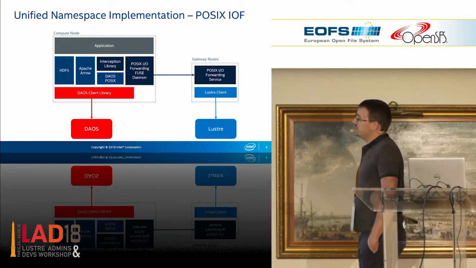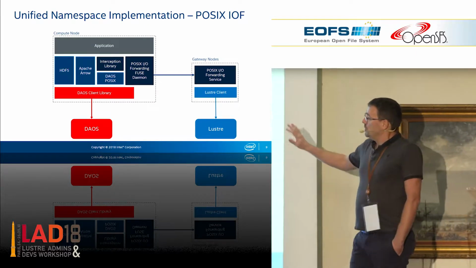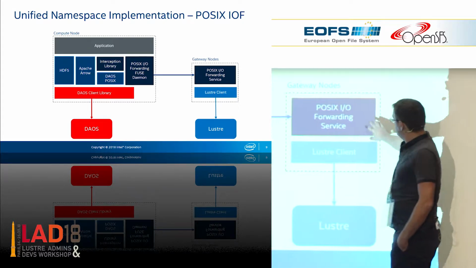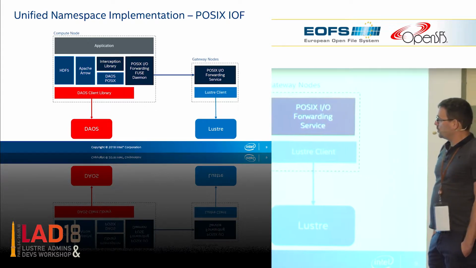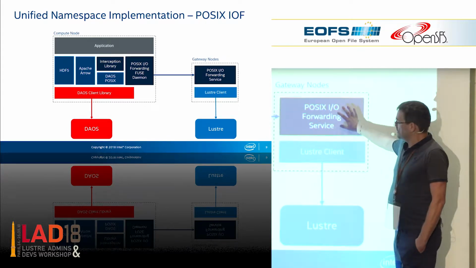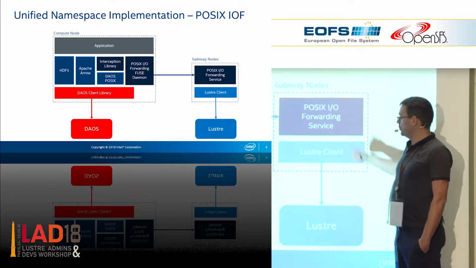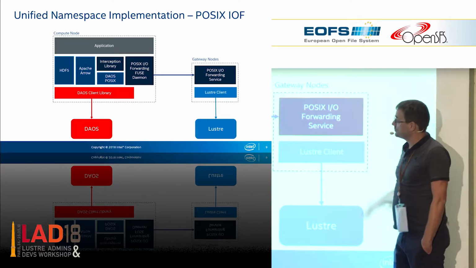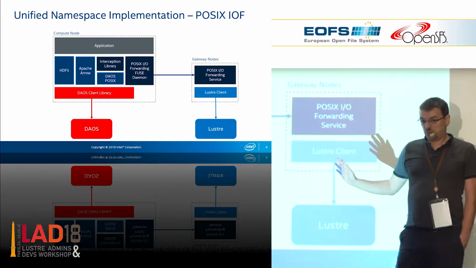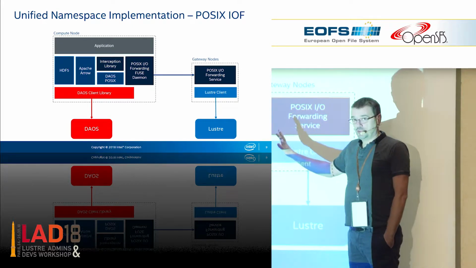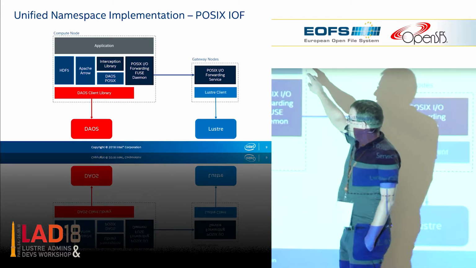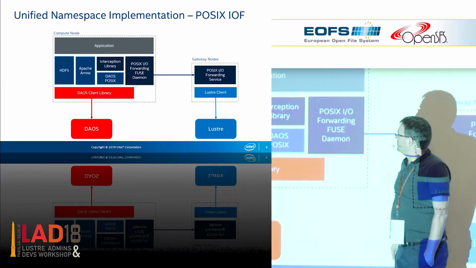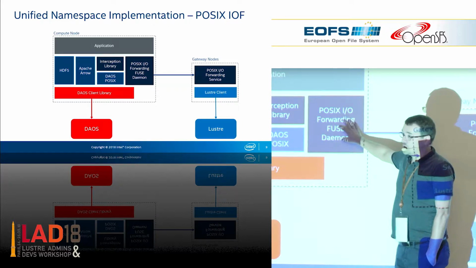So the unified namespace that I presented before is effectively implemented by this I/O forwarding layer that is represented in dark blue here. It has several components. On the server side, it has the service that receives calls from all the compute nodes and calls into the Lustre client directly here. On the compute side, there is no Lustre client at all, and everything happens in user space. The application sits at the top. It does some calls through a FUSE mount point. There is a FUSE daemon running there, which is managing all the metadata.